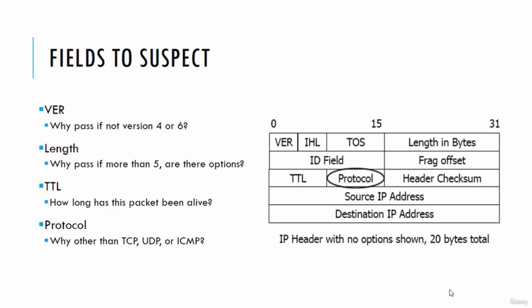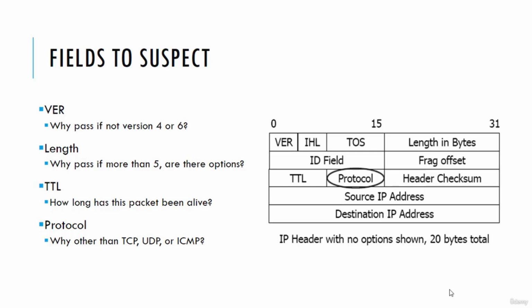So you have some fields to suspect inside this header. The version field. Why would you have on your network a packet that has in the version field of the IP header a number that is not equal to 4? Any number that is not equal to 4. This means that this header is not IP version 4. Why would you have it on your network? You may think of IP version 6, but IP version 6 is a completely different version with a completely different header. It would be a 128 bits IP address, for example. So if it is not equal to 4, discard this packet.